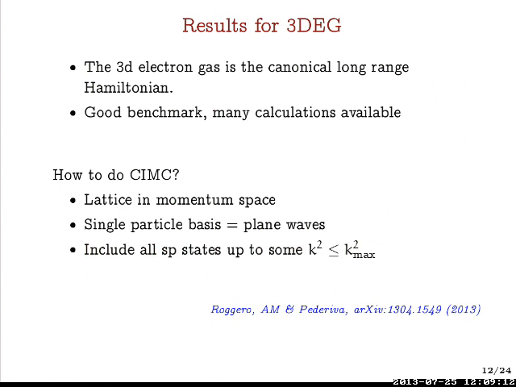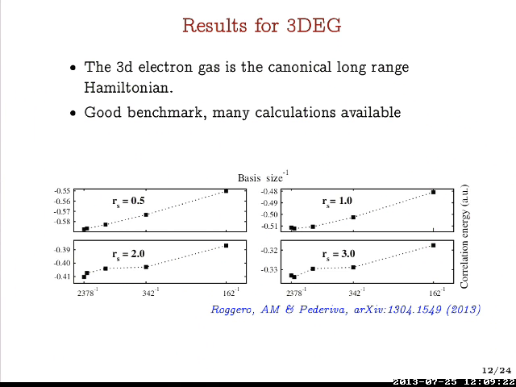Okay. Coming back to this, we just choose all the single particle states up to some maximum k max squared. So this is just putting a cutoff in energy. This is an example of the kinds of calculations we're doing. Here you have basis size. This is the single particle basis size, not the many body Hilbert space, and these are the correlation energies.